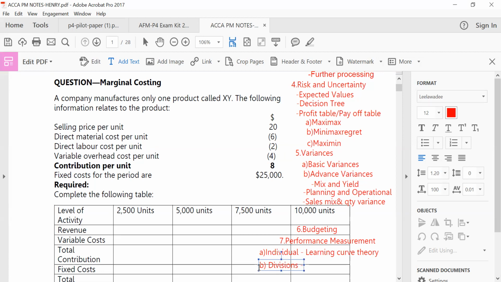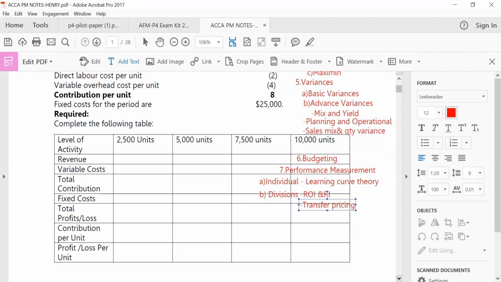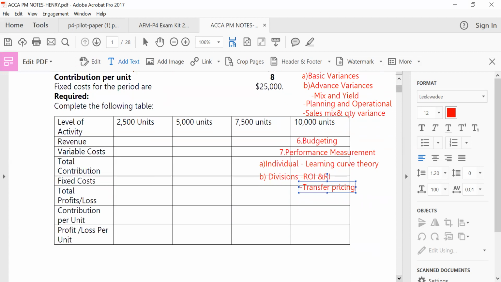Over here, we can talk about topics such as ROI and RI, that is return on investment and residual income. We can also talk about transfer pricing here. The universities are preparing for it. Transfer pricing, we can talk about that, right? They are beautiful for ROI, RI, transfer price for divisions.